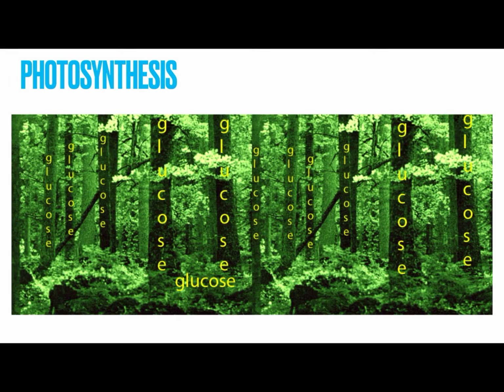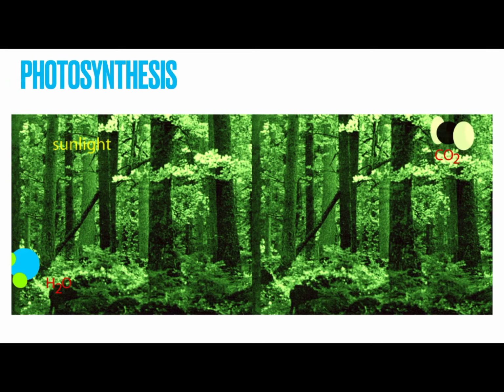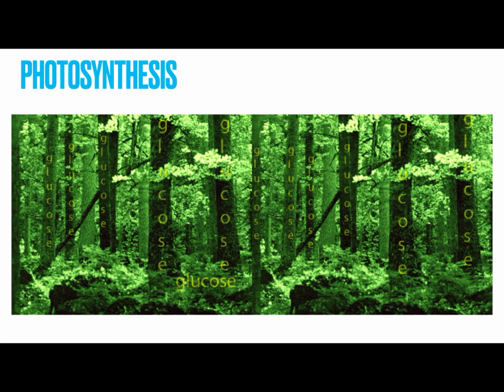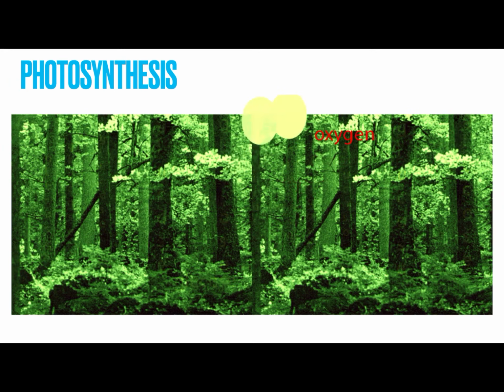On the top right there's CO2. So CO2 is the gas that's being absorbed in by the trees and by all plants. And the CO2 is absorbed so that it can be combined with the hydrogen from the water to make the glucose sugar. That's photosynthesis.